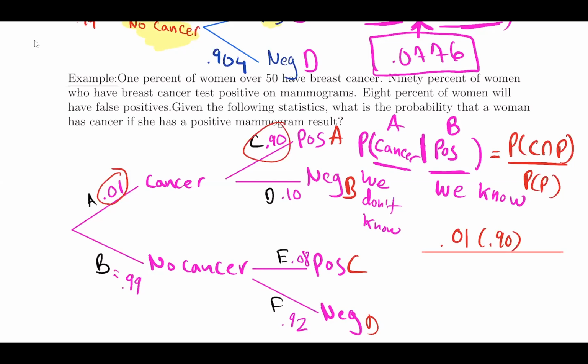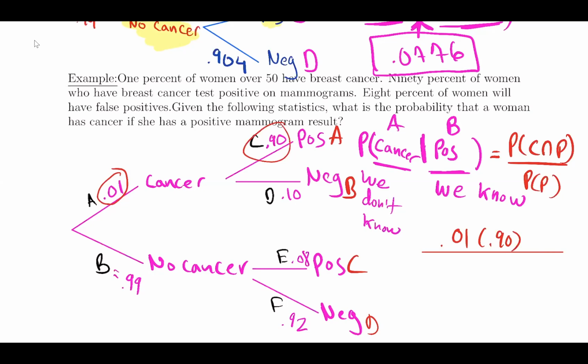All right. So which branches should I use if I just want them to test positive? Because in this case, we don't care if they have cancer or don't have cancer. We only care if they tested positive. So which of the 4 branches should I use? A, B, C, or D? Cool. So A and C are perfect.